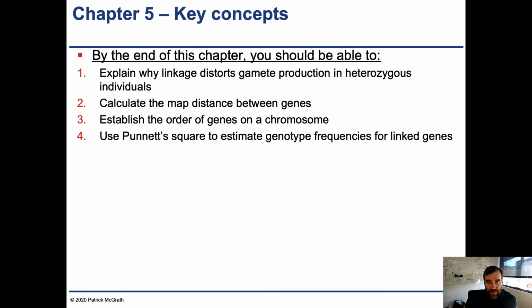So by the end of this chapter, you should be able to explain why linkage distorts gamete production in heterozygous individuals, calculate the map distance between genes, establish the order of genes on a chromosome, and then use Punnett squares to estimate genotype frequencies for linked genes.